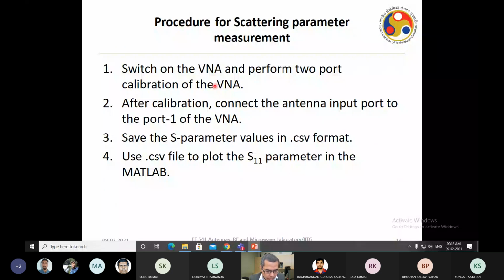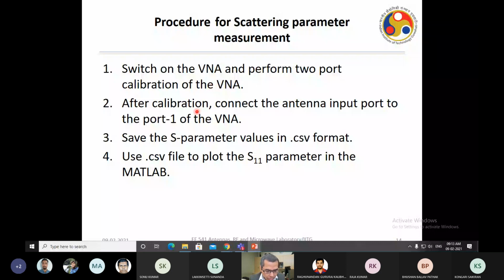One thing you need to understand is the plot you are generating in the BNA. If you want to measure the S11 parameter, you connect your antenna to port 1 of the device and place S11 parameter in the BNA, and then the plot will be generated in the BNA.